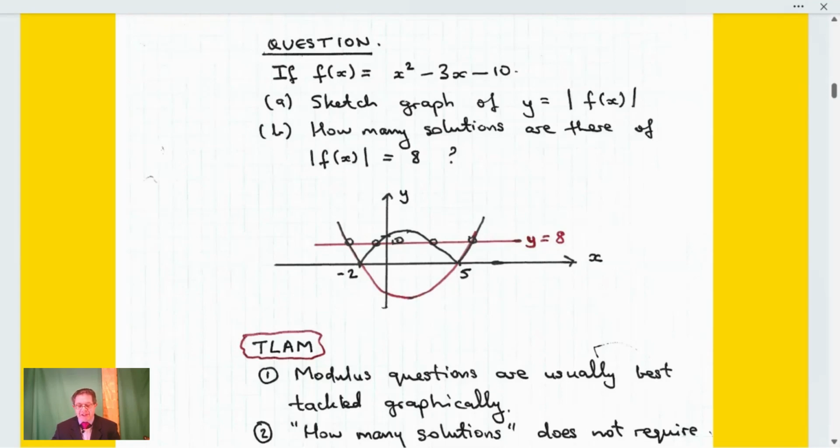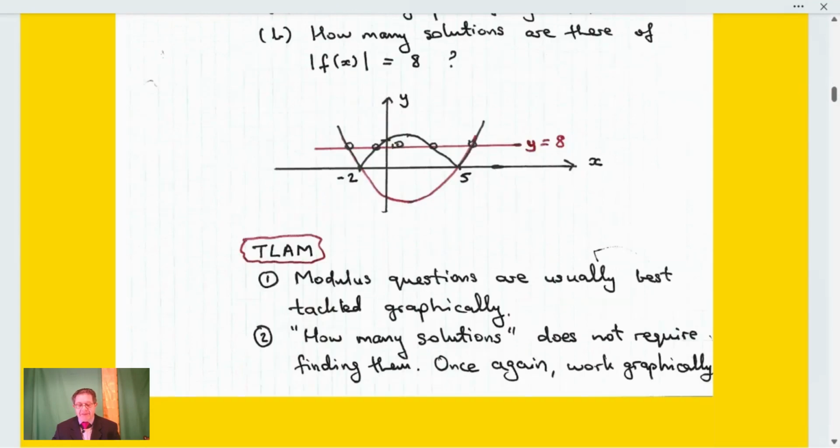Now, there are two shifts in perspective here where we can think like a mathematician. First of all, modulus questions are usually best tackled graphically and visually. We should visualize what's going on, not dive into heavy algebra without thinking about it first. And the second is, a question that asks how many solutions does not require us to find those solutions. So once again, work graphically as we did in this question.